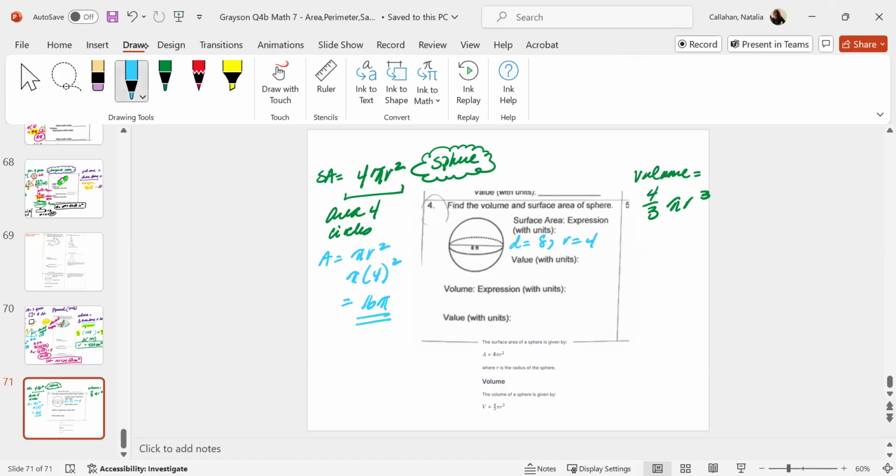No, it's not. Oh, wait. How many circles times what? How many circles are there? 4. Didn't I just say area of 4 circles right here? Do you not see this? Area of 4 circles is a surface area. It's a sphere. Yes? Times it by 4. What's 16 times by 4? Use your calculator if you're not sure.